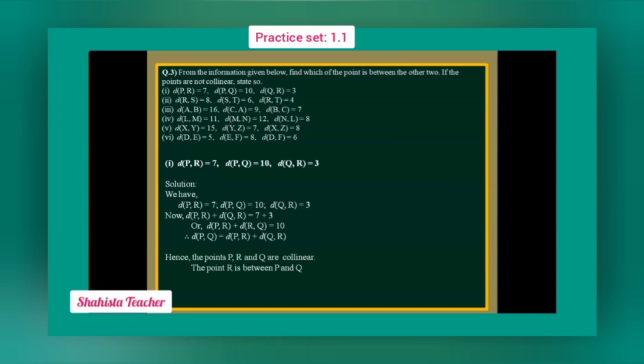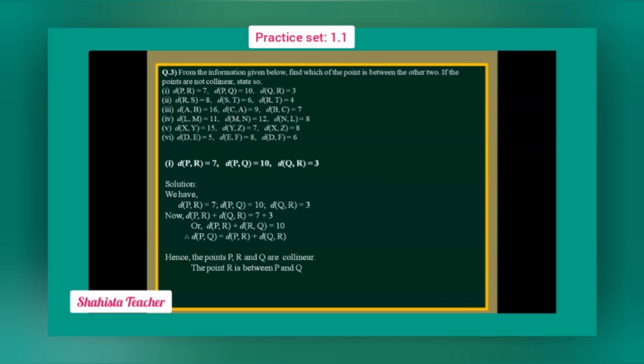So here the point R is between P and Q. Is that clear? Why? Because here PR plus QR, in both cases R is coming. So R is between points P and Q.